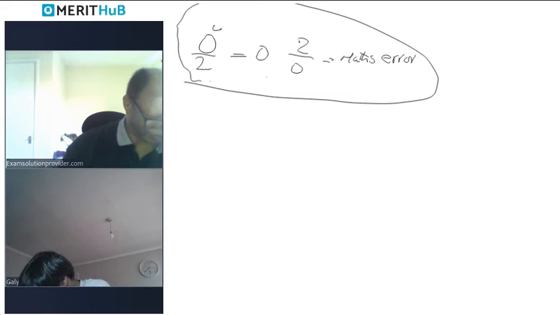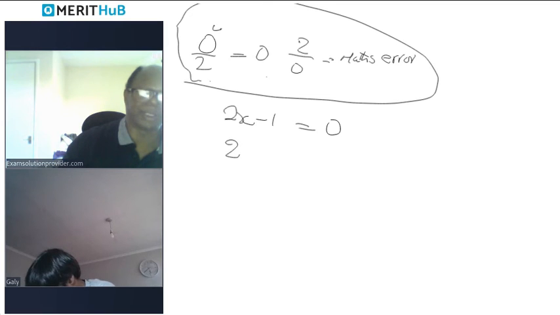So again, they're asking, what you need to do is equate what is inside there to 0. So you're going to have 2x minus 1 is equal to 0. That's what you need to do. Then 2x equals 1, and then I divide by 2, so x equals 0.5.